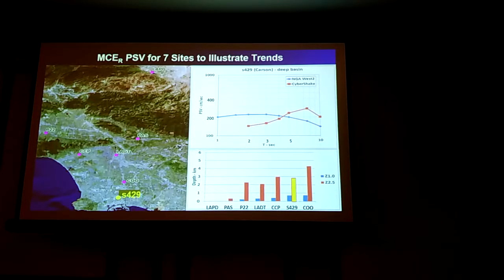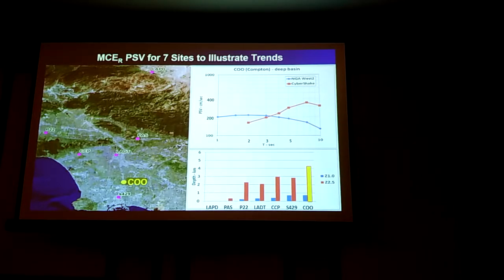Moving down to Carson, results at very long periods, greater than 5 seconds, are now up to 30 to 40% greater. And now when they move to Compton, which is one of the deeper basin sites, the deepest in this particular example set, we see that at periods greater than 5 seconds, CyberShake is greater than the NGA-West2 spectrum by a factor of 2.